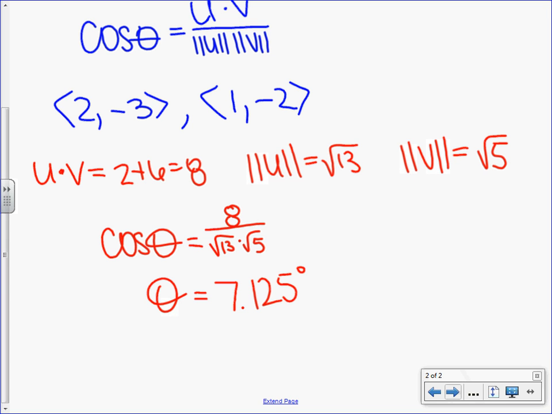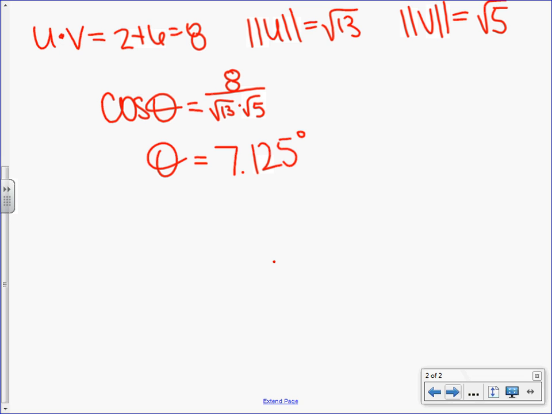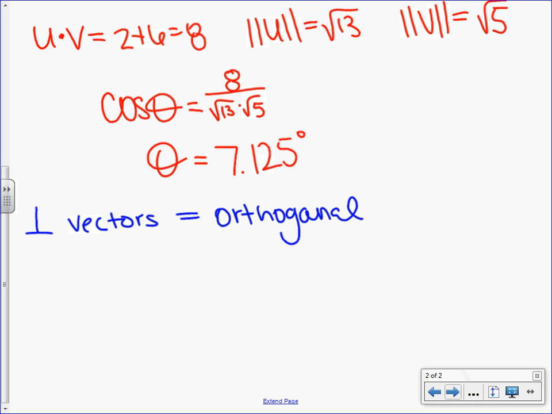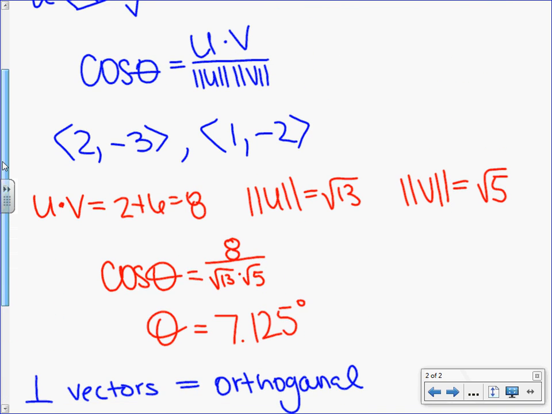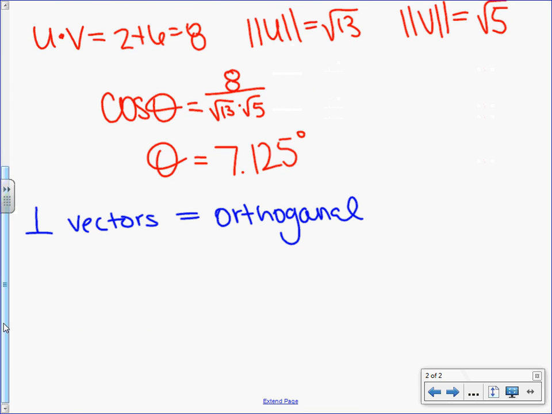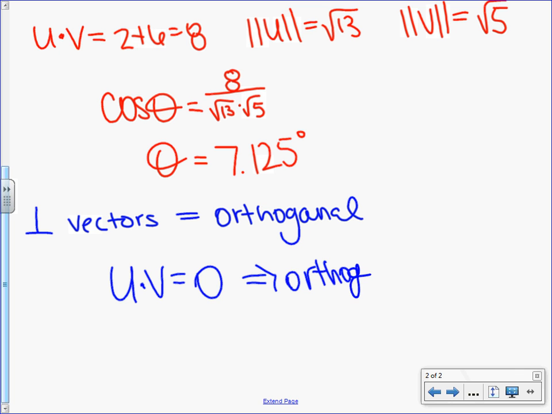So first of all, perpendicular vectors, what do we call those? Normal. No. Orthogonal. Orthogonal means perpendicular vectors. Okay, so Nathan said the cosine needs to be 0. So essentially, what needs to be 0? The dot product. So if the dot product equals 0, then we know we have orthogonal vectors.